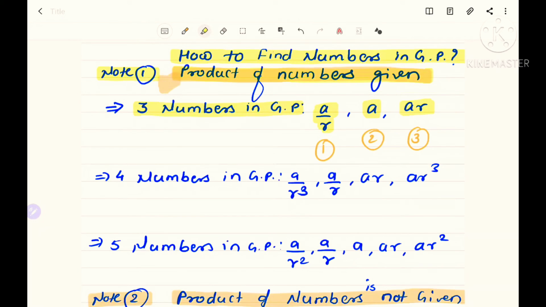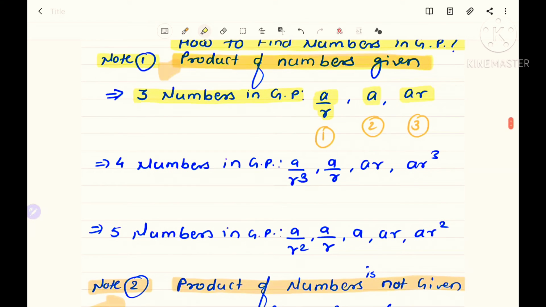You will get all the three numbers in GP. Then how to find four numbers in GP if the product of four numbers is given? Please select all the four numbers in this way: first number A upon R cube, second A upon R, third A into R, and fourth one AR cube.